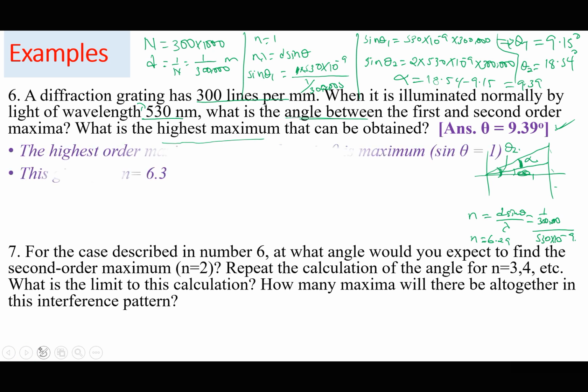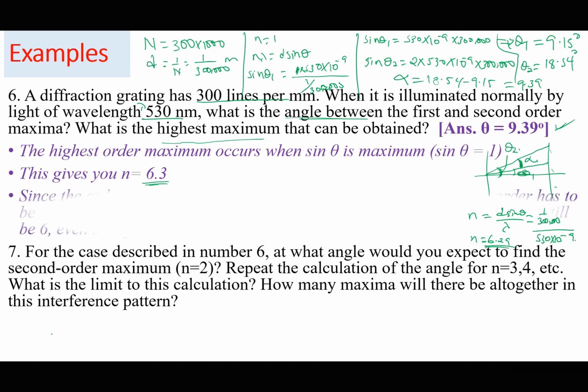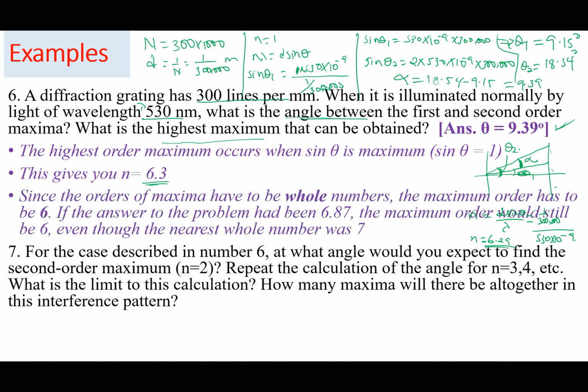Okay. So for the highest order maximum, sine theta is equal to 1, and this gave us n as approximately 6.3. And since the order of maxima has to be a whole number, the maximum order has to be 6. If the answer to the problem had been 6.87, the maximum order would still be 6. You don't round off to 7.